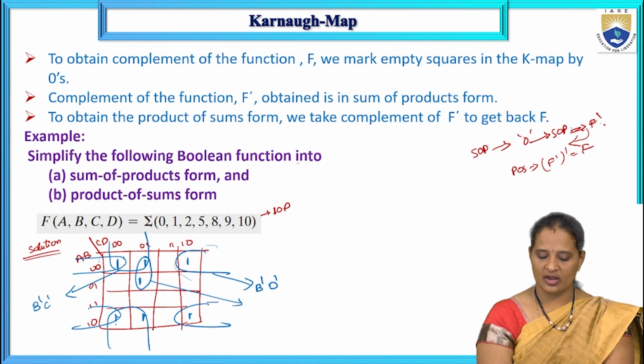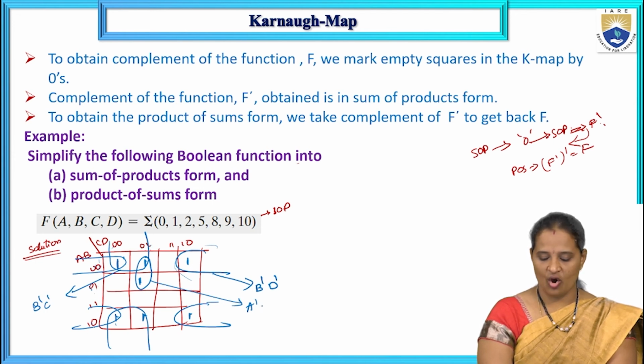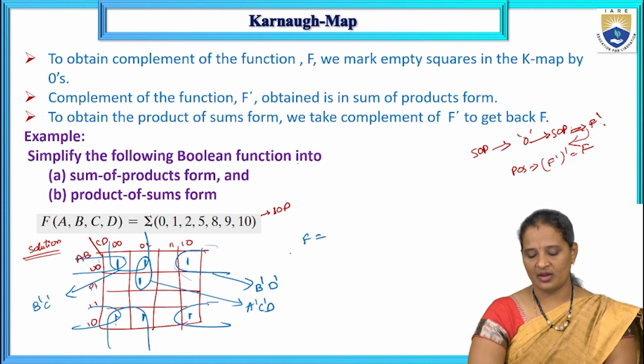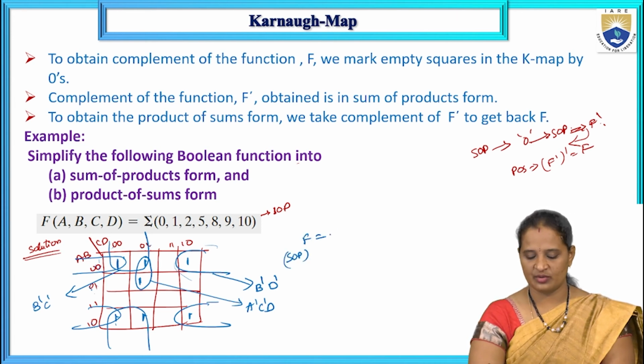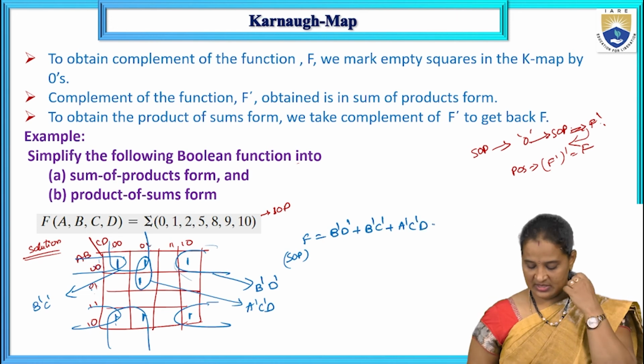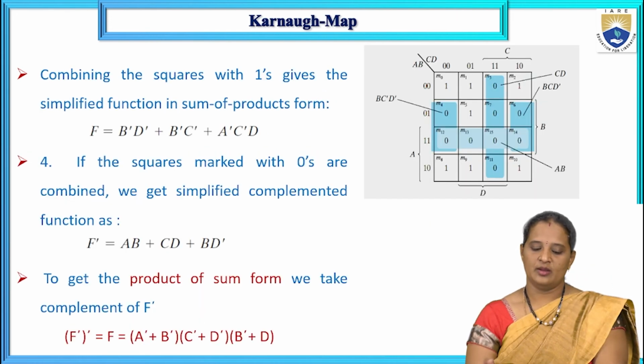Now coming to this one, A value is common, so A complement, where B value is varying, eliminate, C common, C complement, D. So the sum of products form of the simplified Boolean expression is B complement D complement plus B complement C complement plus A complement C complement D. So this is the sum of products form.